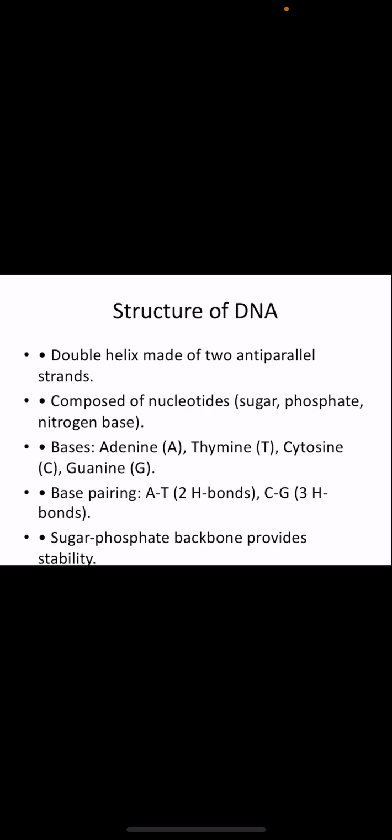The structure of DNA. As I said, it is a double helix made up of two antiparallel strands composed of nucleotides: sugar, phosphate, and nitrogen bases. It has bases adenine, thymine, cytosine, guanine, and it has base pairing of A-T with 2 hydrogen bonds and C-G with 3 hydrogen bonds. The sugar phosphate backbone provides stability. I will also show you the structure of DNA.